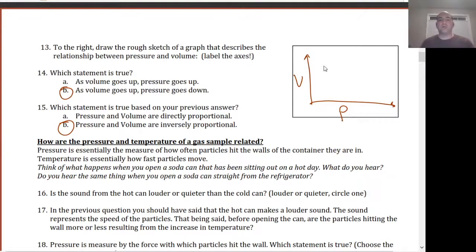Now, for pressure and volume, the relationship is not linear. So the relationship between pressure and volume ends up looking something like this. So as pressure goes up, volume goes down. As volume goes up, pressure goes down, but in a non-linear fashion. And that's because of that inversely proportional relationship, right? You can't divide by 0, so an inverse function, you end up making, I think that's a hyperbola.